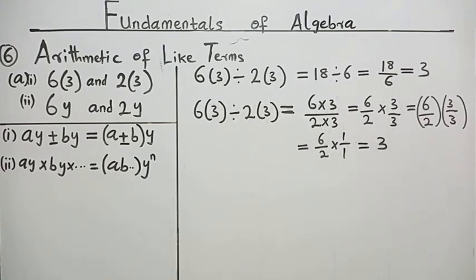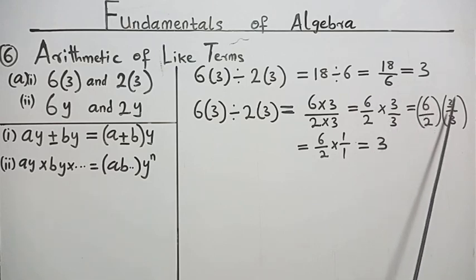Let us see a different method of getting the same 3 as the answer. 6 bracket 3 divided by 2 bracket 3 is the same thing as saying 6 times 3 over 2 times 3. Using the law of association, we isolate 6 and 2 to become 6 over 2, and isolate 3 and 3 to become 3 over 3. So 6 times 3 over 2 times 3 has become 6 over 2 times 3 over 3. And when taken further, if this sign of multiplication is removed and both enclosed in brackets correctly, this expression has become this.